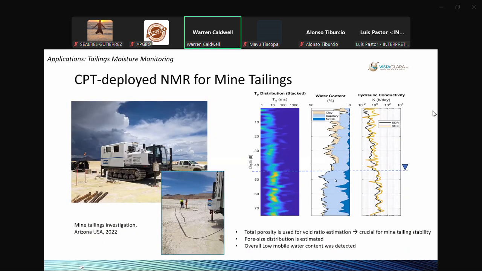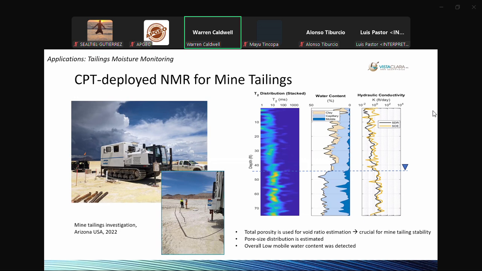So now here we'll go into some examples, some case studies, some applications of the technology. There's a lot of interest and growing interest in using NMR for mine tailings. The illustration shown here is one of the early tests of our direct push dart NMR system that we did in Arizona with Contech.